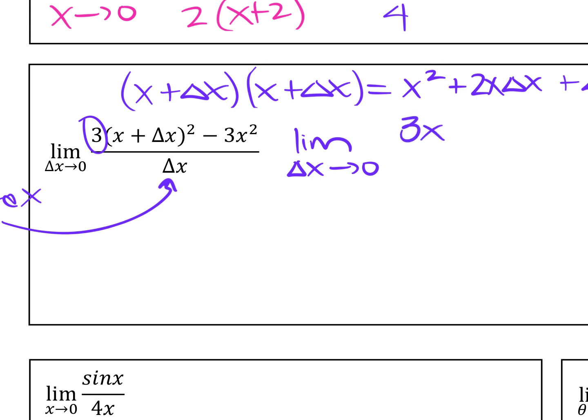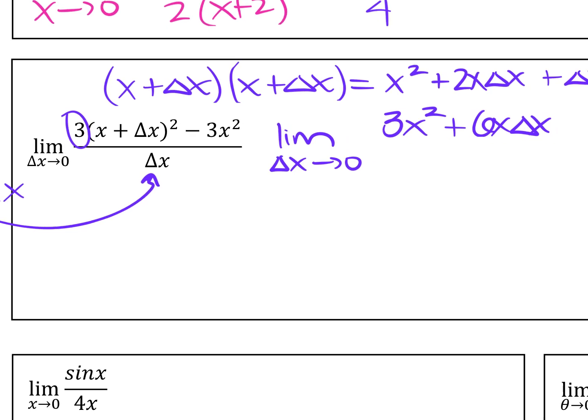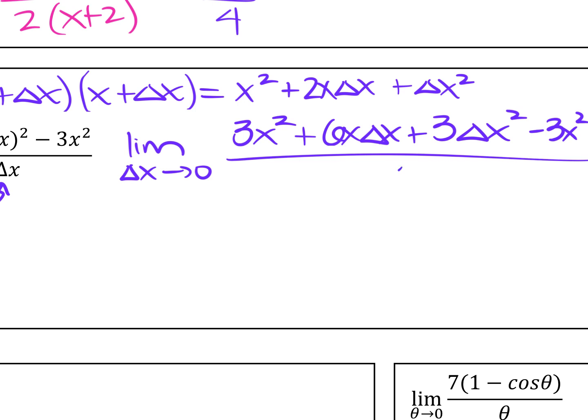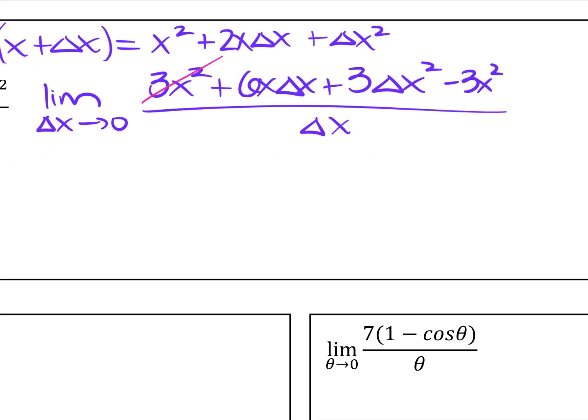That's going to give me a 3x squared plus a 6x delta x plus a 3 delta x squared. What is still on top that I have not written? Minus 3x squared. All right, so what happens from here? Yeah, the 3x squareds cancel. Okay, and then I have a greatest common factor. I can take out a delta x. Technically, I could also take out a 3, but I really don't care about the 3, do I?